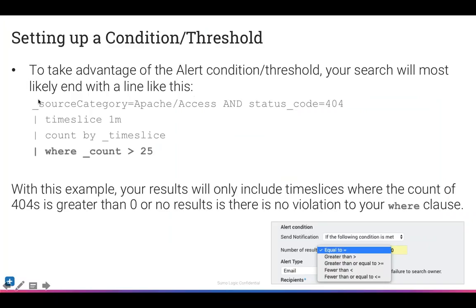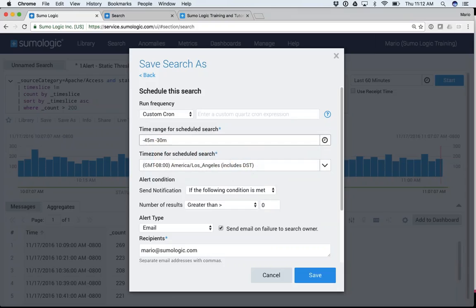All right, going on in here, the next thing is setting up your condition and threshold. So in this particular example, I showed you how you can search for your Apache Access, only those messages that have a status code of 404. You can count them, but the key part of setting up your condition and your threshold is to add a where clause to your query. That where clause is going to determine how many results you're going to be seeing in your result set. In this particular example that I'm showing you in here, my results will only include time slices where the count of 404s is greater than 25. Or it's going to show me no results if there is no violation. So same story with my query here.